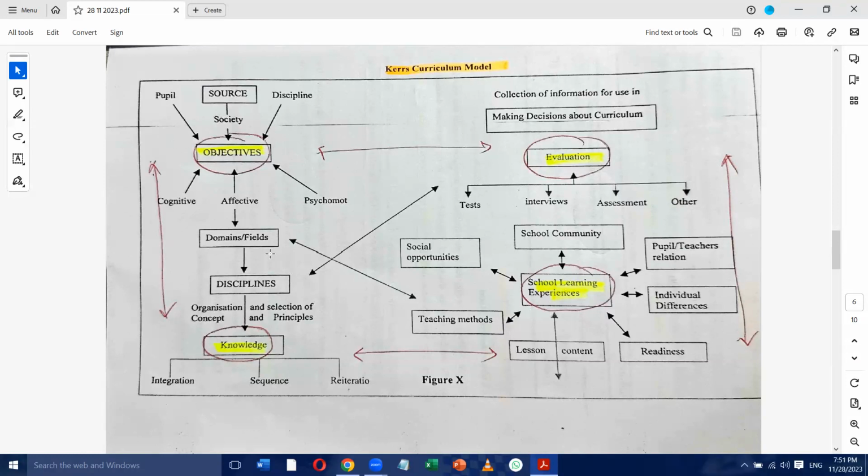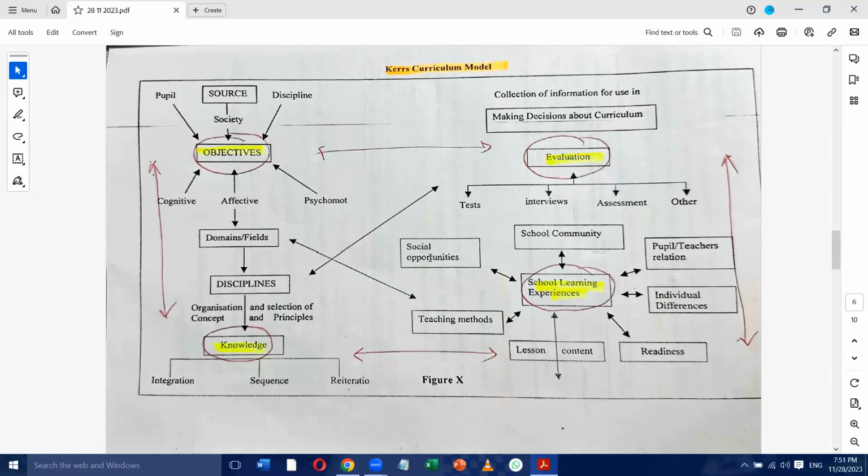So we have taken into consideration, we have put together everything, all these parts, the elements that form the objectives, that form the knowledge, and that form the school learning experience, and that form the test interviews. This is the other one that we just saw. So this is Kerr's curriculum model. It is something which suits a country like Sri Lanka or some other developing countries, right? This is the one that Kerr has put forth. So this is called Kerr's model.